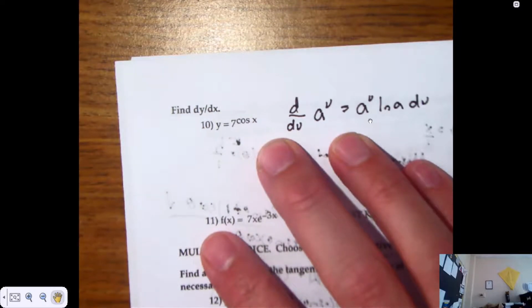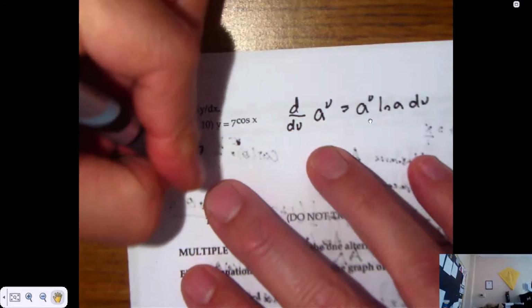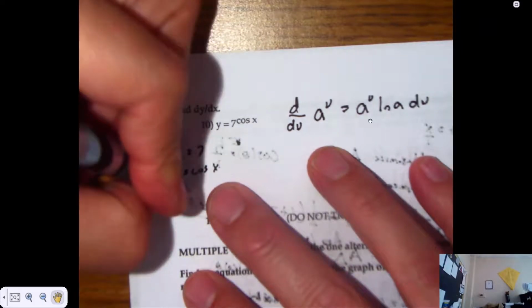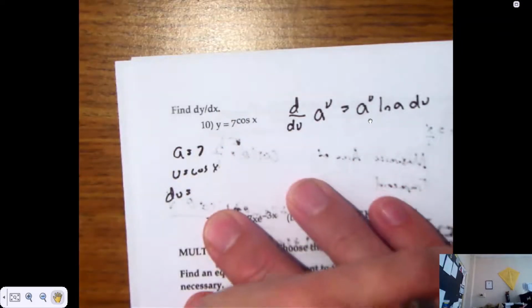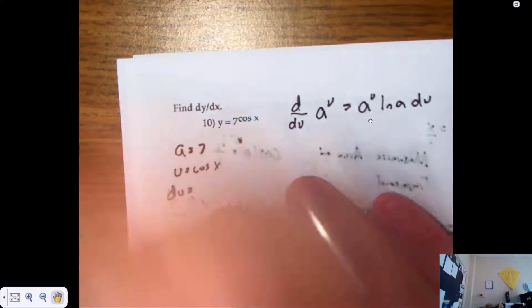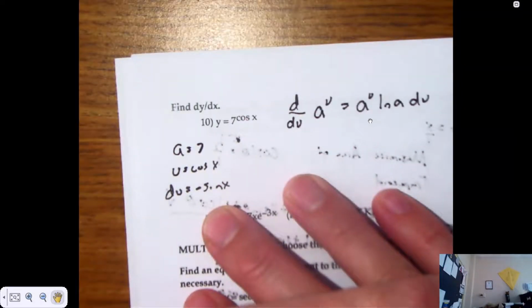That's all it is. All you have to do is pick out a and u. What's a? 7. And u is cosine of x. You're going to have to figure out du, so you may as well do it now. What's the derivative of cosine? Negative sine. And then just plug in.